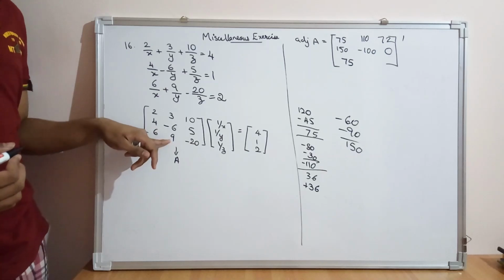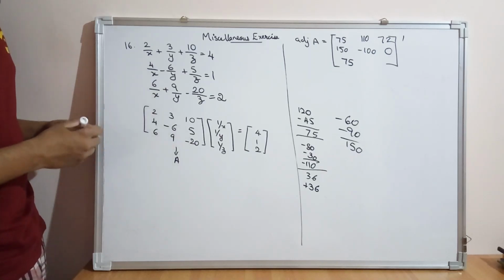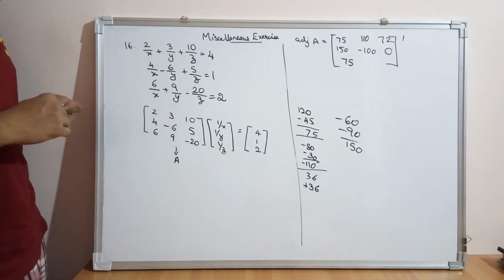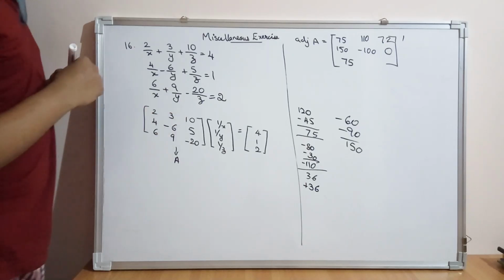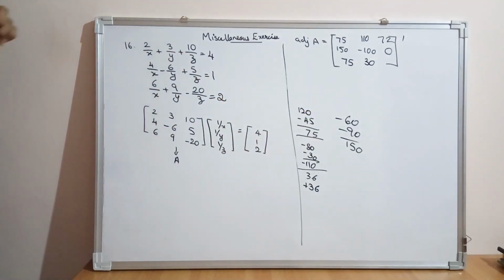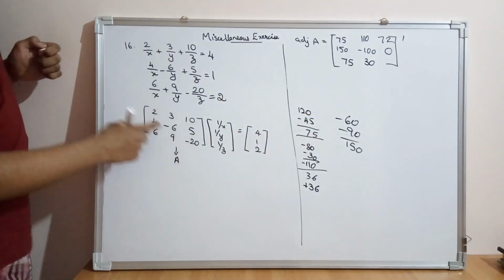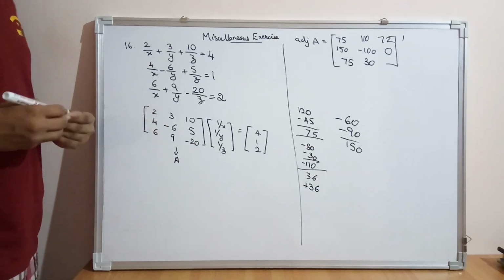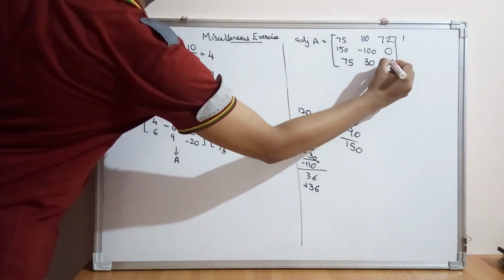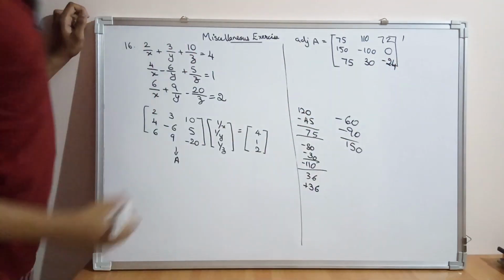Okay, next this position, 2 into 5, that is 10. 10 minus 40, that is minus 30. Since it is that position, I need to change the sign. That becomes plus 30. Now the last position, 2 into minus 6, that is minus 12. Minus 12 again minus 12, it becomes minus 24.